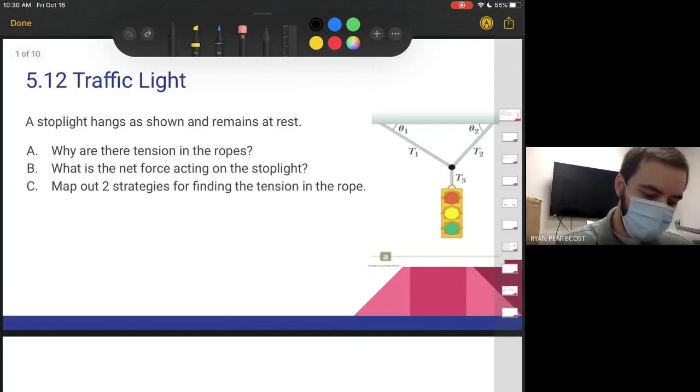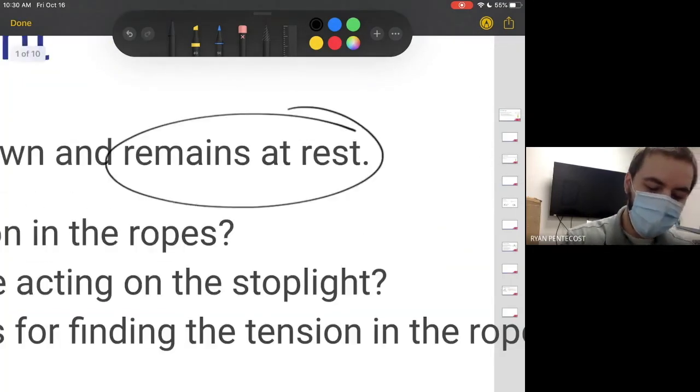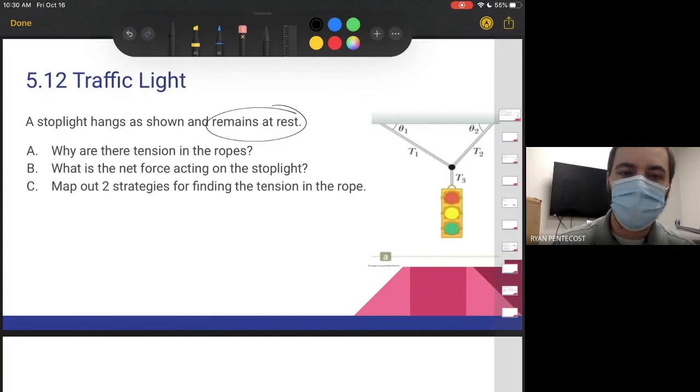So what is the net force acting on the stoplight? We can know this right off the bat because of this hint we got here, right? It remains at rest. So since we know the stoplight remains at rest, we know that the net force acting on the object must be zero, right? An object at rest stays at rest unless acted upon by unbalanced forces. And since there is no acceleration here, there are no unbalanced forces. So net force is zero.